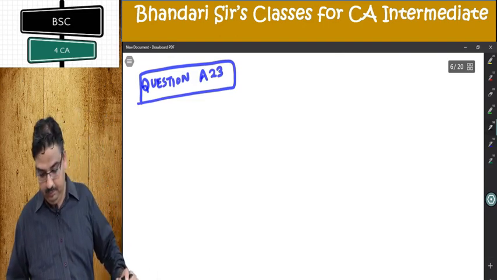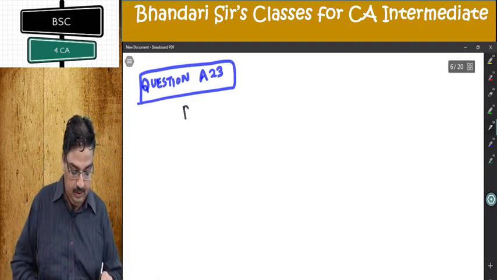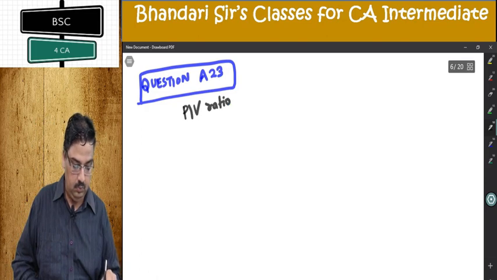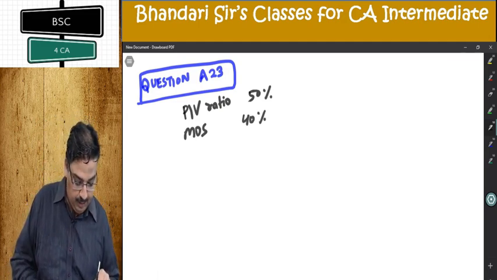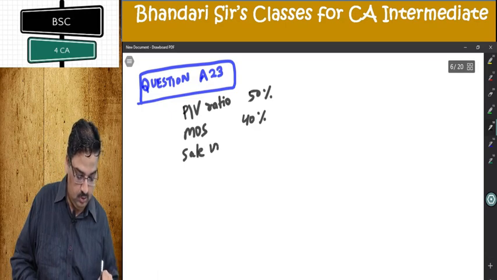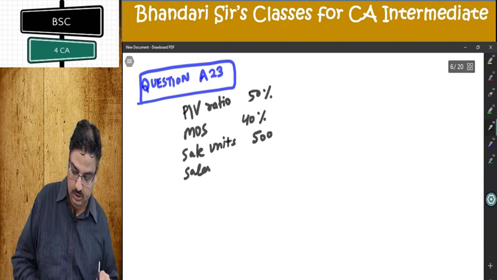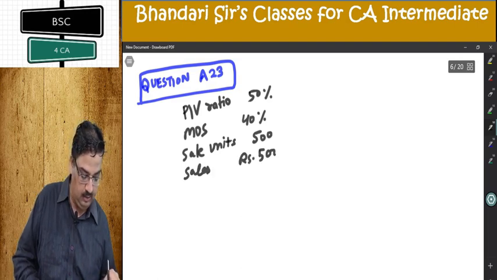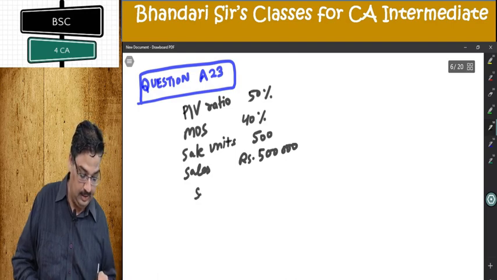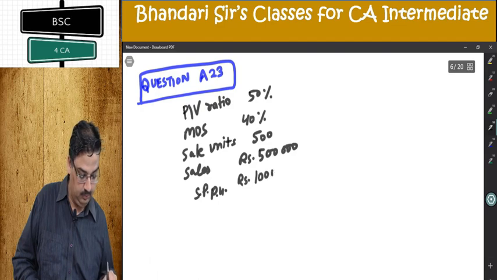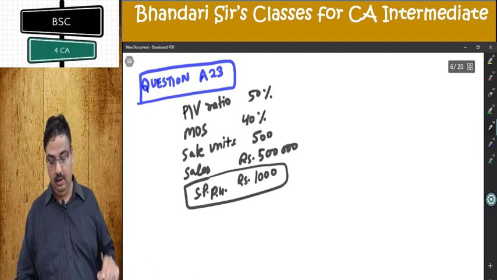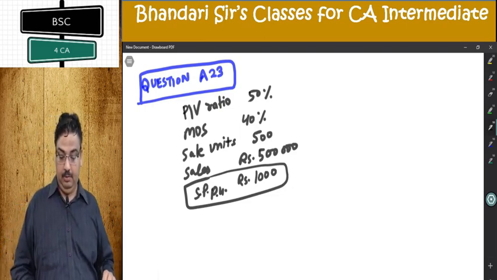Another small question. PV ratio given 50%. Margin of safety given 40%. Company sold 500 sale units. Sales is rupees 5 lakh. From there I can get selling price per unit if I want. That is rupees 1000. Derived data.